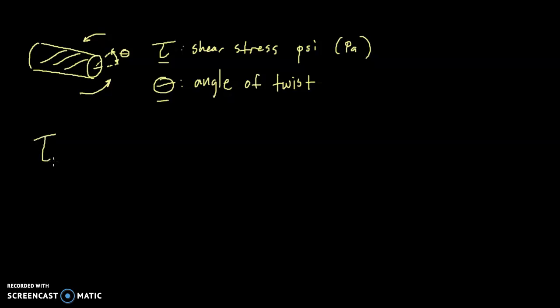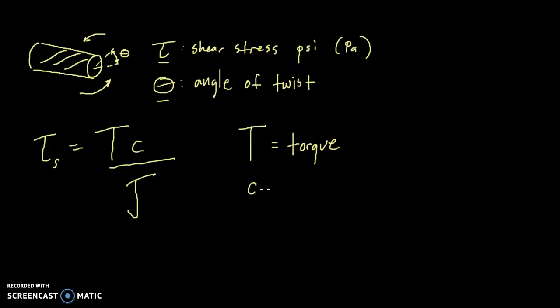So our formula for shear stress, tau with the subscript s, is equal to T C over J. Okay, so what do these letters represent? Well, T, and that's not to be confused with the little tau, but big T, capital T, that is equal to torque. C is the radial distance from centroid to the outer edge. I'll just say to the edge.